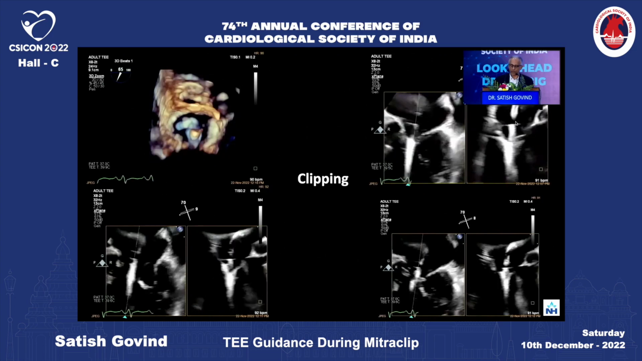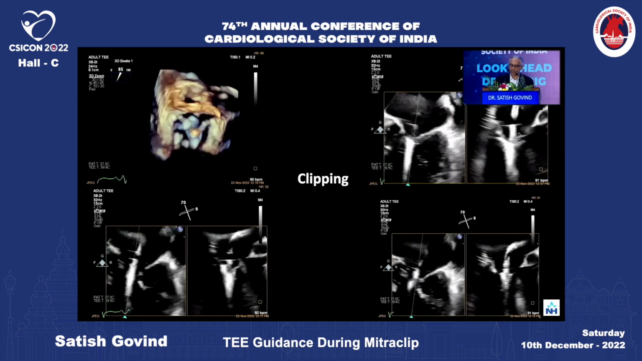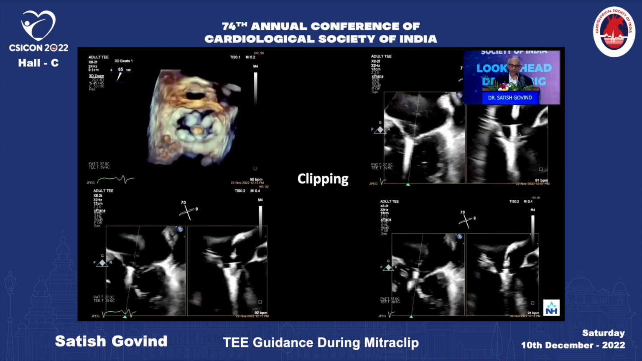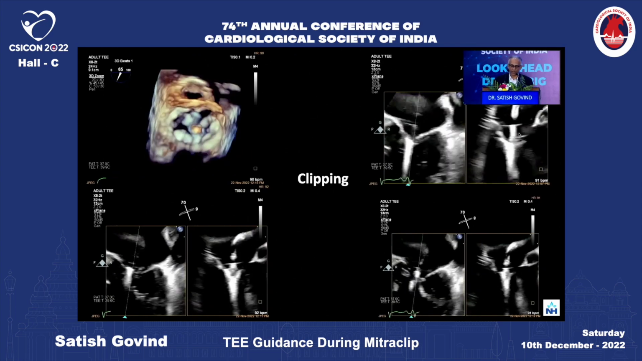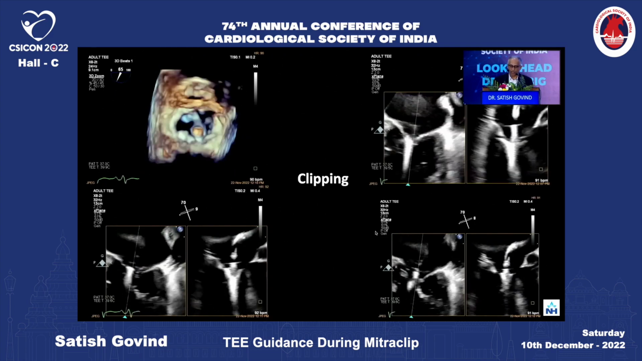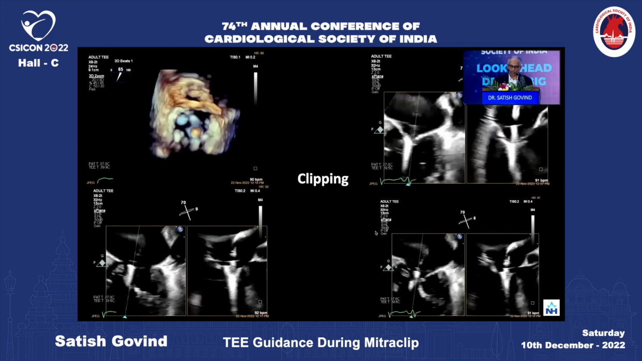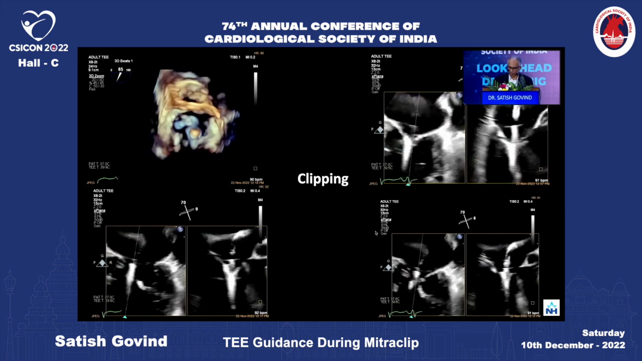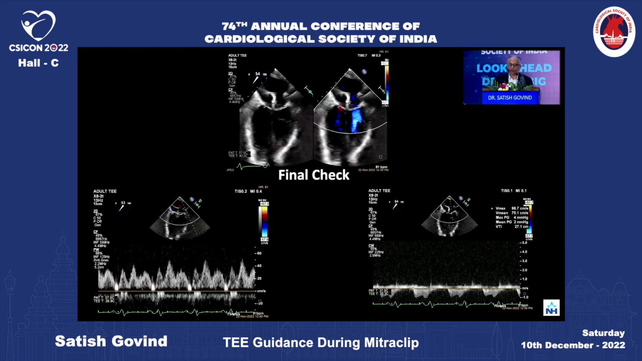Now, at this point, the positioning is there and everybody's satisfied, and then the grippers come down and hold the leaflets. Once that is done, the clip is gradually closed, bit by bit, and then it is firmly held in place. Then you recheck for the regurgitation. At this point, if for some reason it is not correct, you open it again, go through the whole process and start from the beginning once more.